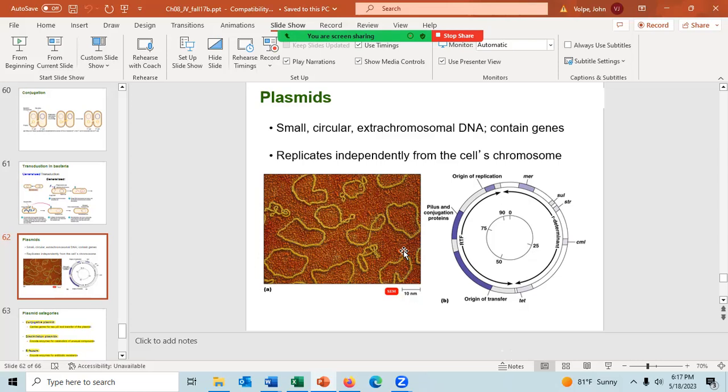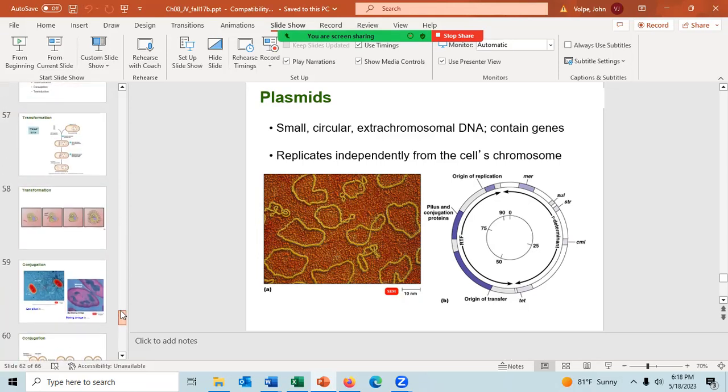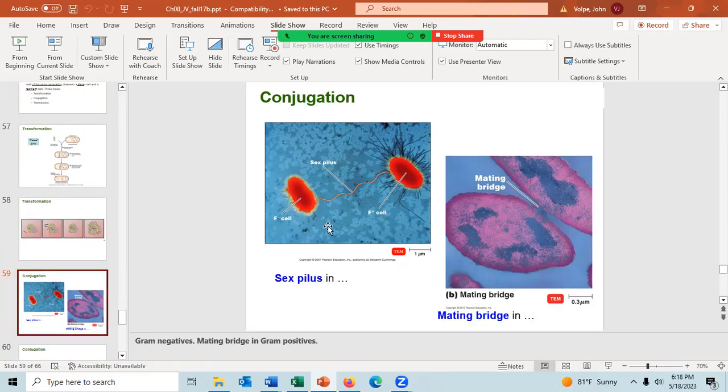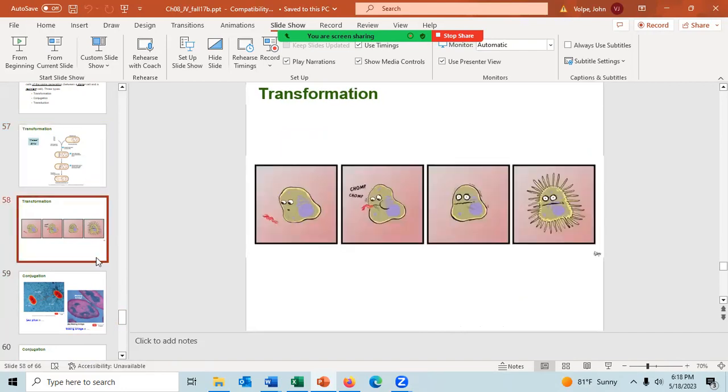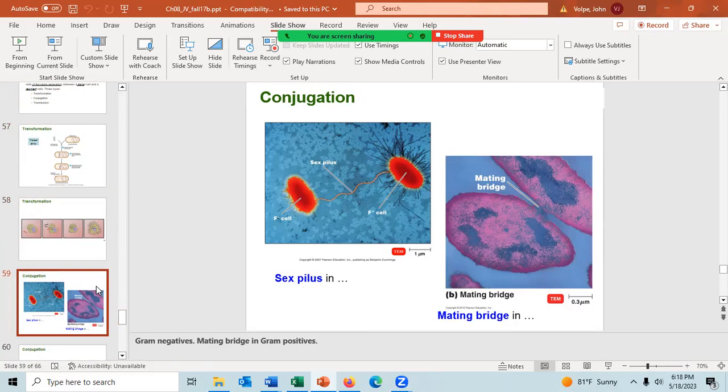Plasmids are important because they can replicate independently of a cell, and then the plasmid is more likely to be exchanged between cells, like in conjugation, as well as in transformation. You're more likely to get a plasmid undergoing transformation or conjugation than you are the entire chromosome.